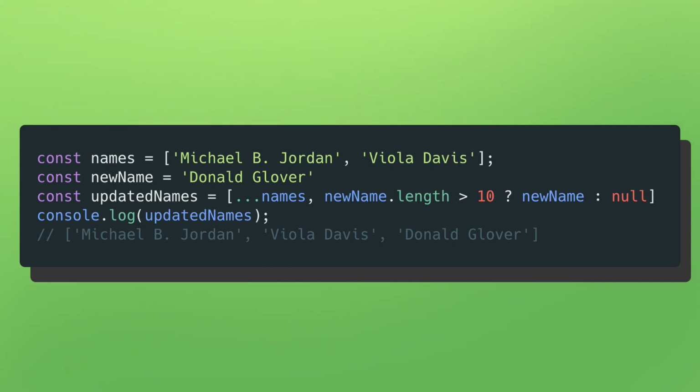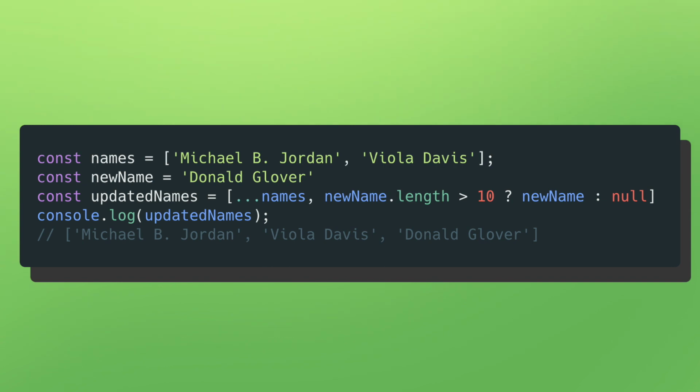Right below that, I have another variable called new name, which is equal to Donald Glover. Right below that, I have another variable called updated names, which spreads the value of names, and then right after that has a ternary operator. In this ternary operator, my conditional argument is checking to see if my new name, which is Donald Glover, length is greater than 10. If it is greater than 10, then I'm going to pass in new name and add it to my updated names array. If it's not greater than 10, I'll pass in null.